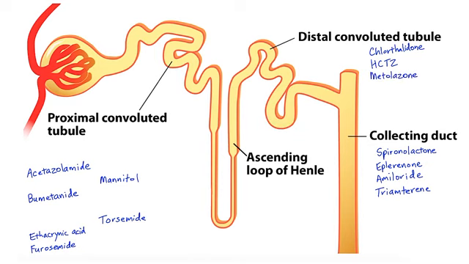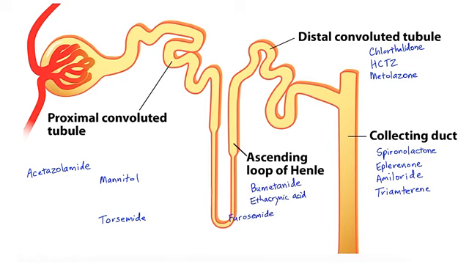Then going back to the thick ascending limb and the ascending loop of Henle, those of course are the loop diuretics. The loop diuretics are bumetanide, ethacrynic acid, furosemide, and torsemide. And then what do we say was special or unique or different about ethacrynic acid? It's the only one of these that's not a sulfa drug.